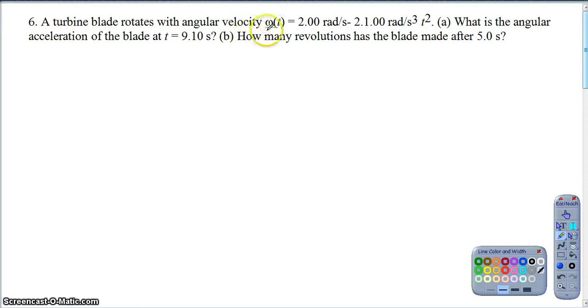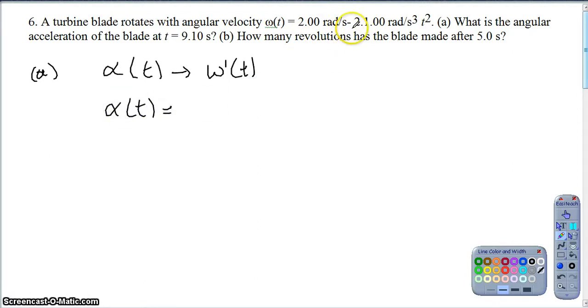So anyway, question 6. They give us a function for the angular velocity, and they ask us what is the angular acceleration at 9.10 seconds, and then how many revolutions has it made after 5 seconds. So the biggest key here is, if they give me a function, how do I find the acceleration and the number of revolutions? So for part A, they ask me to find the angular acceleration. The biggest key is the angular acceleration would be the derivative of my velocity function. So the acceleration function, again, is the derivative with respect to time of that velocity function.